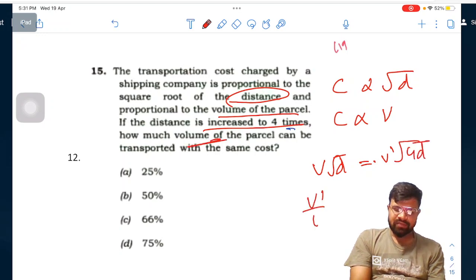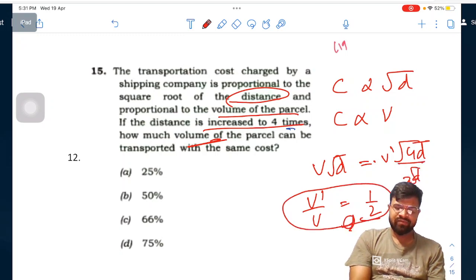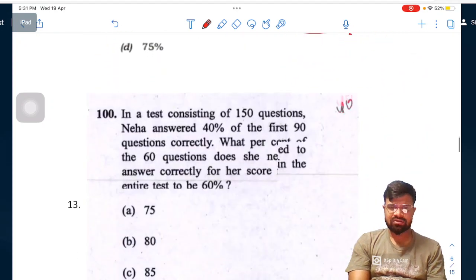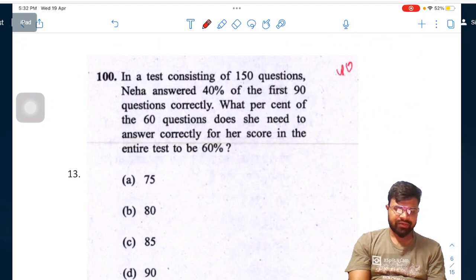So V dash by V is equal to 1 by 2. This will become 2 root D. So V dash will be 1 by 2 of V. That means 50%. This was an easy question, if you know this proportionality thing. That is just one thing that you need to know.